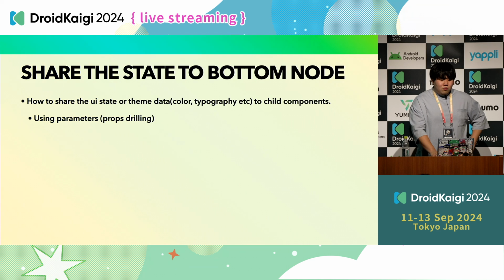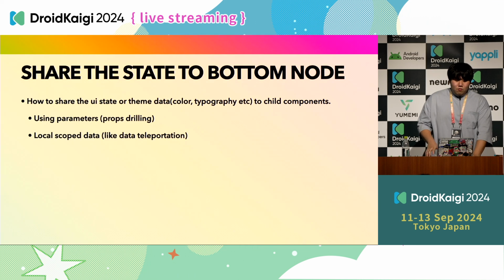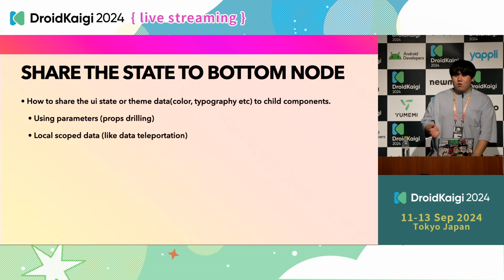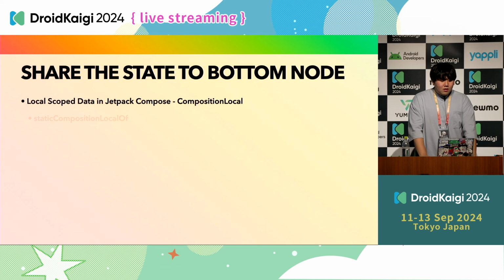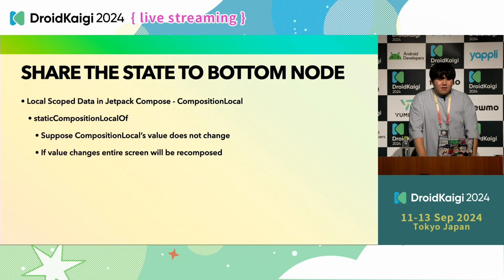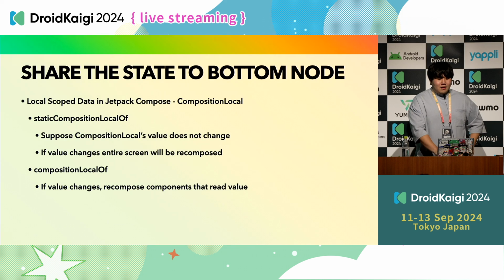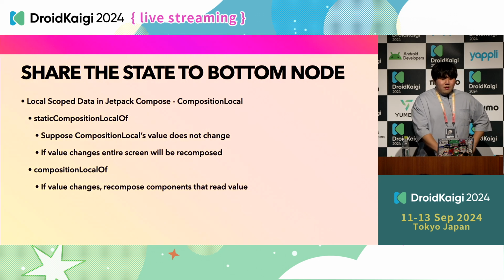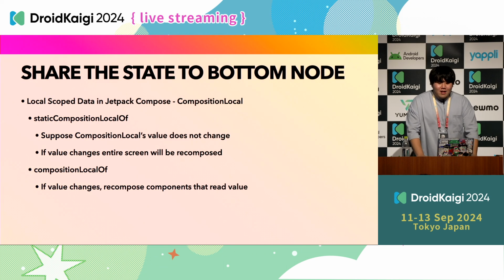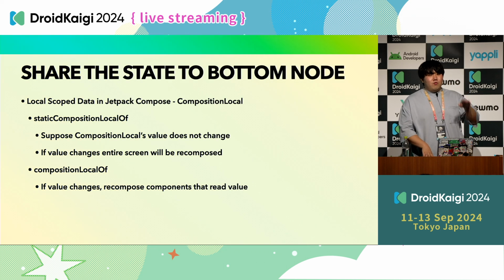The solution to this problem is local scope data. This allows you to easily provide data to all UI nodes, regardless of the depth of the UI tree. In Android, this is referred to as composition local. Depending on how you use composition local, there are two distinct types. The first type is static composition local of, which is designed under the assumption that the provided values will rarely or never change. If the value does change, it triggers a recomposition across an entire screen.